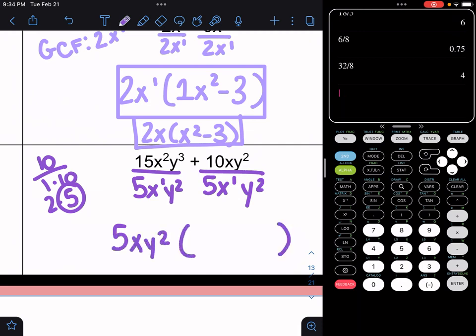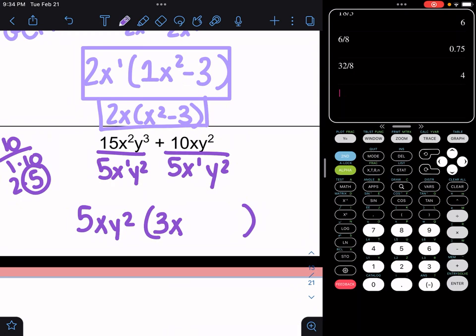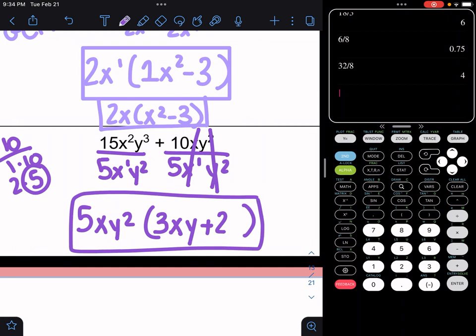And what do we get when you divide? 15 divided by 5 is 3. Then we have x. 2 minus 1 is 1, so just x. Then 3 minus 2 is 1, so just y. Plus 10 divided by 5 is 2. The x's would cancel because 1 minus 1 is 0, and 2 minus 2 would cancel, so the y's would cancel. So this is what we would be left with.